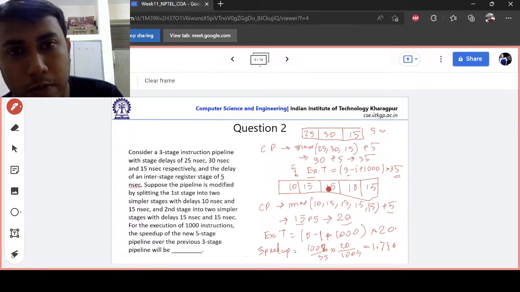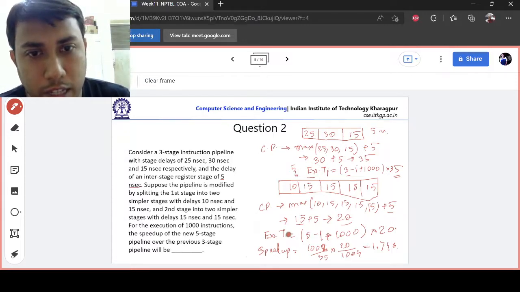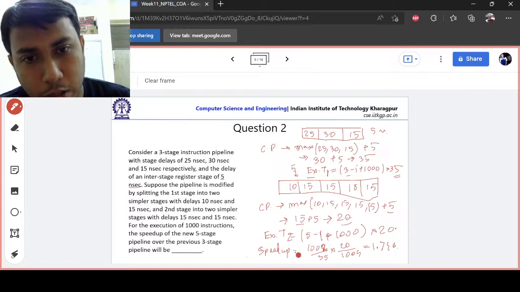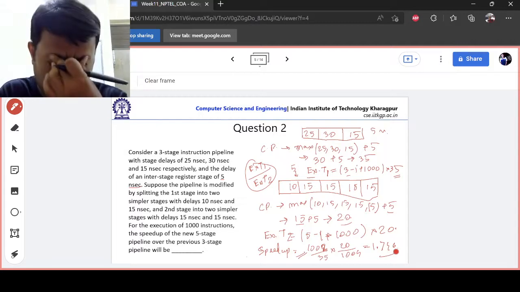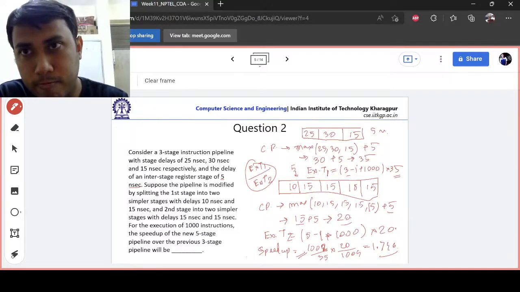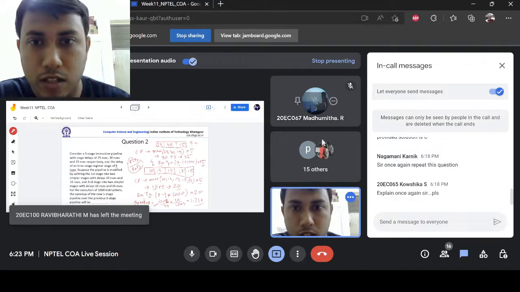So what will be the speed up? Speed up will be ext1 divided by ext2. This will be the speed up. So that we are calculating here, and that value will come out to 1.746. Now it is clear.